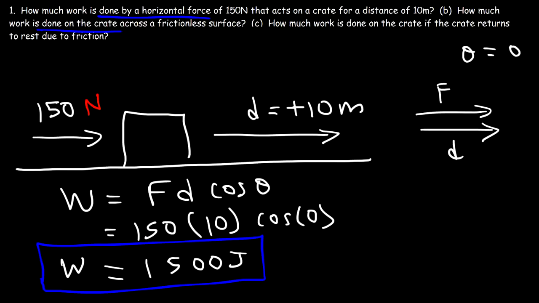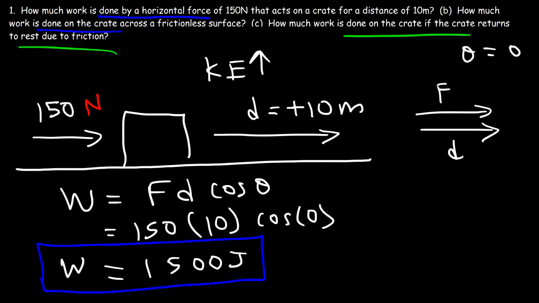If there's no friction, the crate will begin to speed up, and so the kinetic energy of the crate will increase. Now what about part C? How much work is done on the crate if the crate returns to rest due to friction? So imagine pushing a box across the surface, and then eventually the box comes to rest. How much work did you do on the crate or on the box?